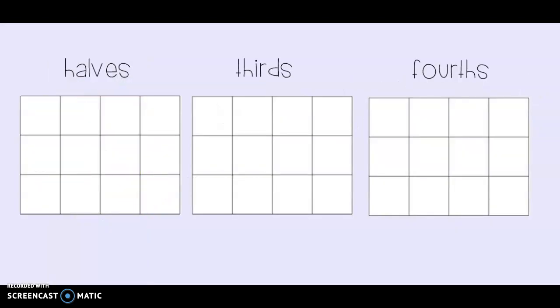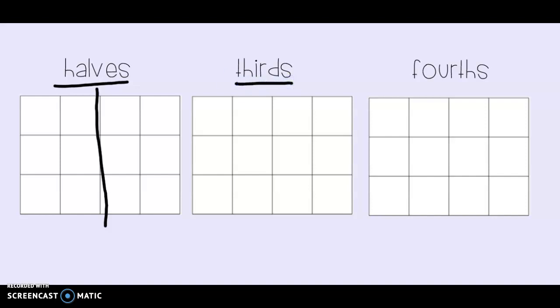For our last activity today, we're going to practice cutting an array into certain pieces. The first piece is cutting our array in halves. That means 2 equal pieces. I can cut this array right down the middle to make 2 pieces. If you have crayons at home, you can color your 2 pieces different colors.